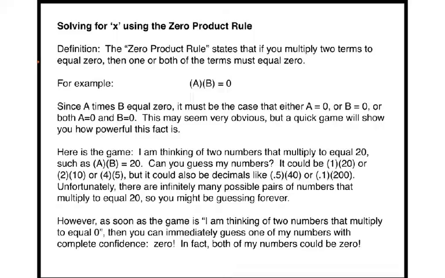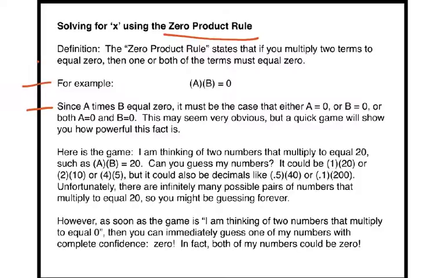This lesson is about solving for x using the zero product rule. The zero product rule states that if you multiply two terms to equal 0, then one or both of the terms must equal 0. For example, a times b equals 0. Since a times b equals 0, it must be the case that either a equals 0, or b equals 0, or both a equals 0 and b equals 0.